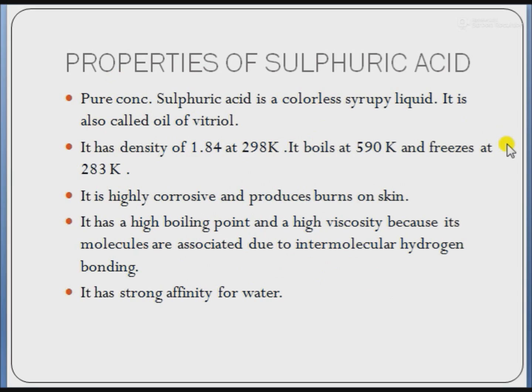Next is properties of sulfuric acid. These are physical properties of sulfuric acid. First one is pure concentrated sulfuric acid is a colorless syrupy liquid. It is also called as oil of vitriol. Second, it has a density of 1.84 at 298 Kelvin. It boils at 590 Kelvin and freezes at 283 Kelvin. It is highly corrosive and produces burns on skin. That's why while using in laboratories we always wear gloves.